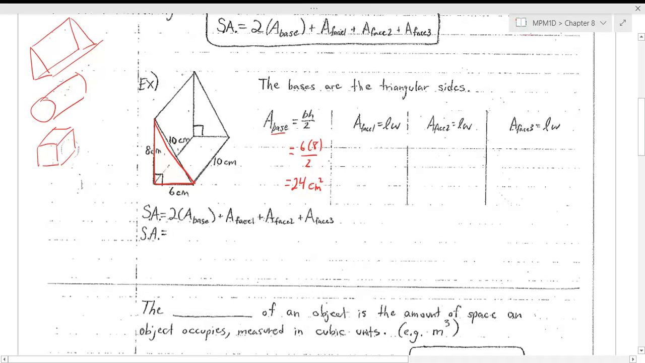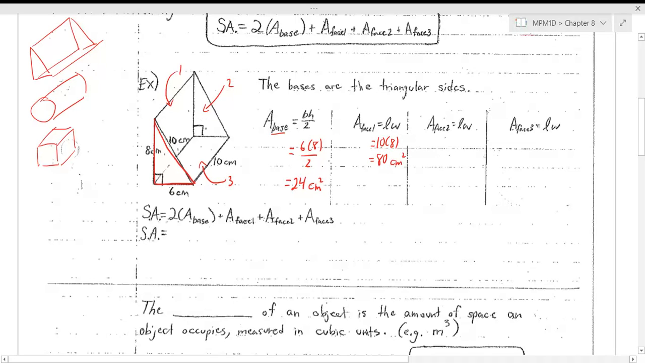What about these 3 sides? We've got the one on the back here, the one on the front, and the one underneath. Let's call them just face 1, 2, and 3. So area of face 1 on the back here, we can see that it's 8 high and it's about 10 long. So that's going to be 10 times 8, or 80 centimeters squared.